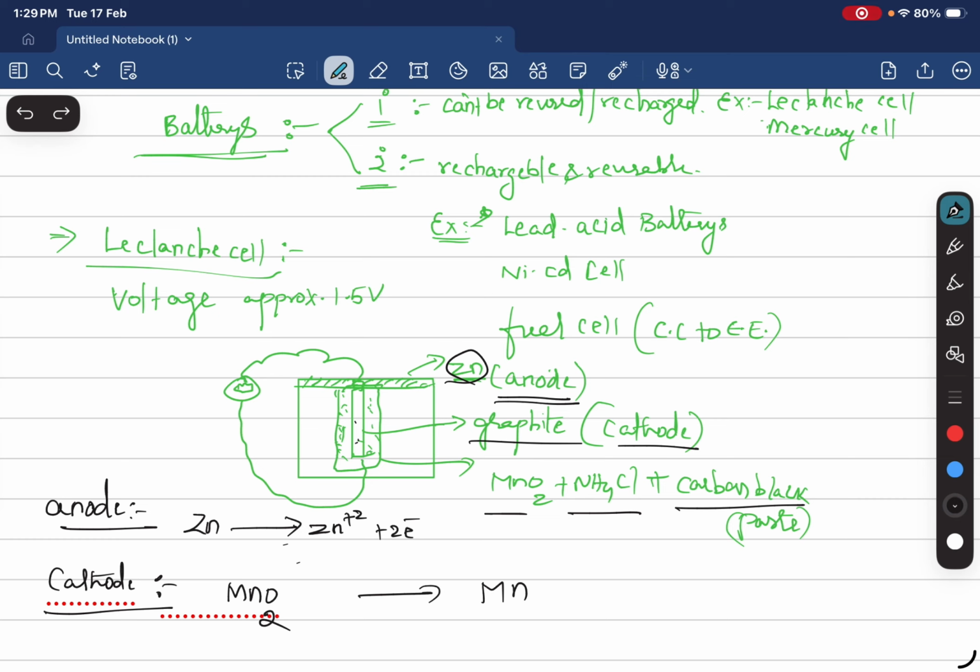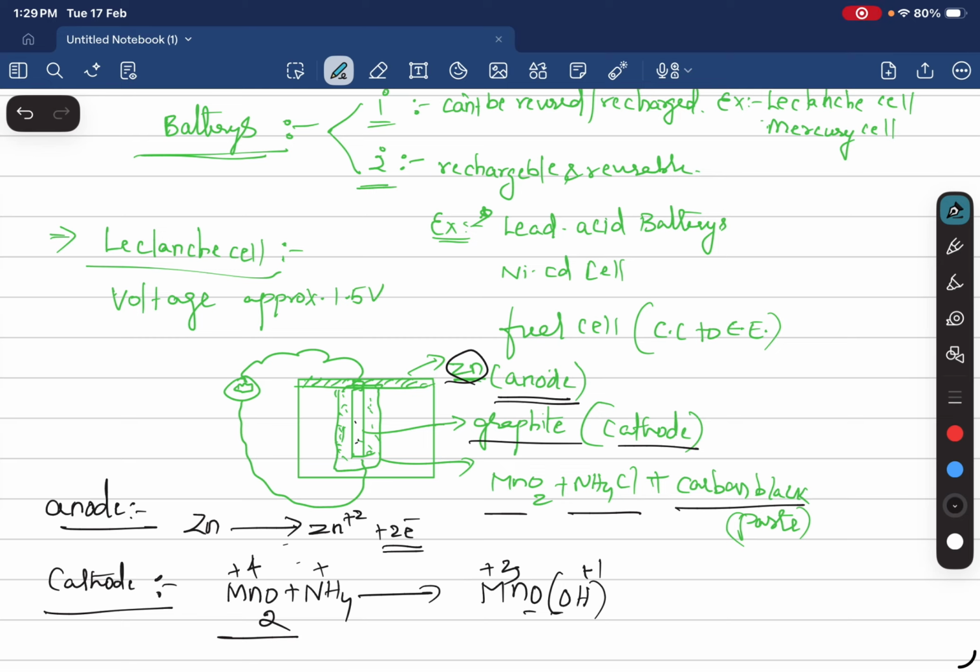So MnO2 is converted into MnOOH. Here the oxidation state of Mn will be +3, because this is +1 and these two oxygens are -2, so +3. And here the oxidation state of Mn is +4. So +4 to +3 indicates the oxidation number is decreasing, with a gain of 2 electrons here.